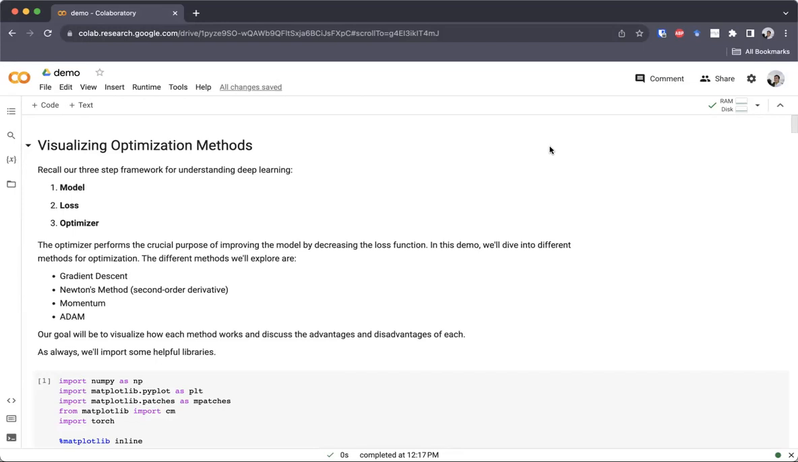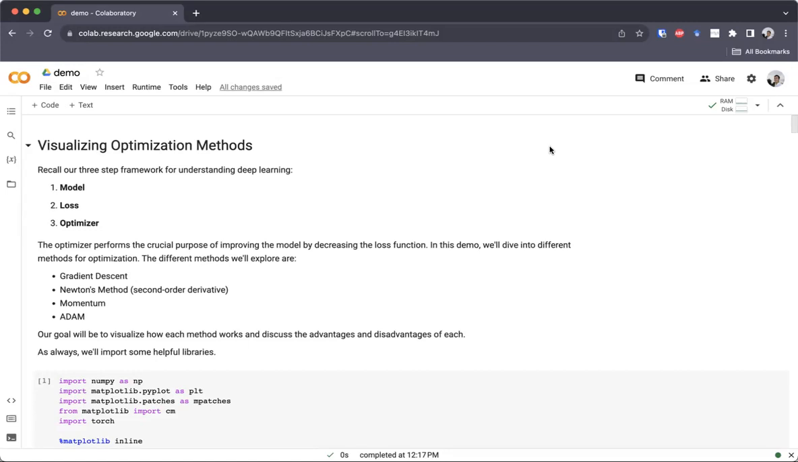Of course, step one and step two, the model and loss function, don't make sense if we don't have a good way to actually update the weights and thereby improve our model and reduce the loss function. So today we'll talk about different methods that we can use as optimizers. I just want to emphasize that this step is absolutely crucial in deep learning applications because it's important that we're able to update our parameters so that we can improve the model and the loss.